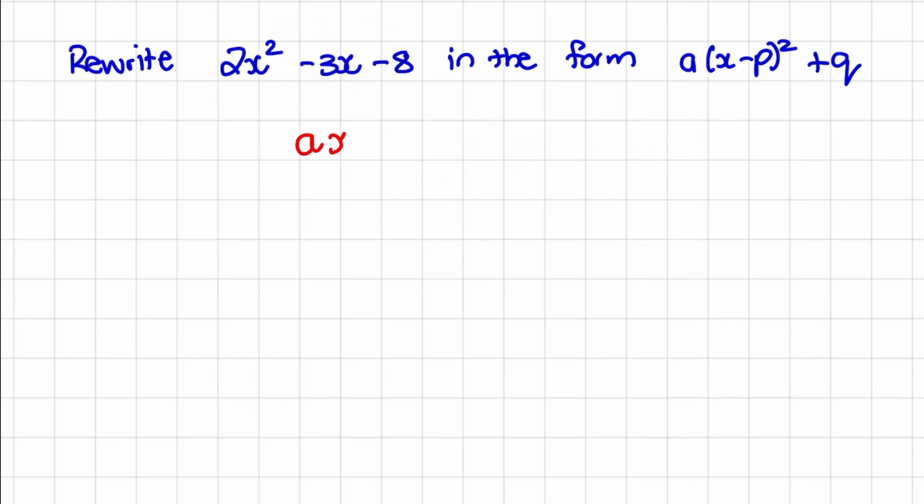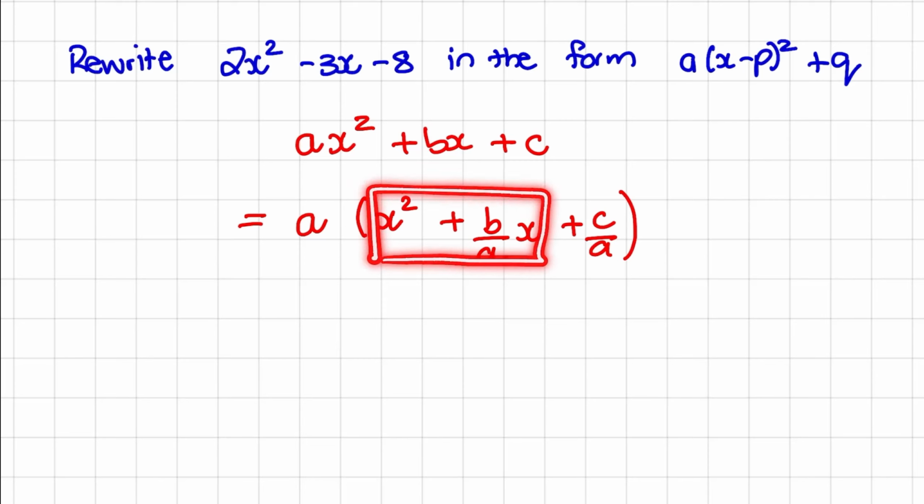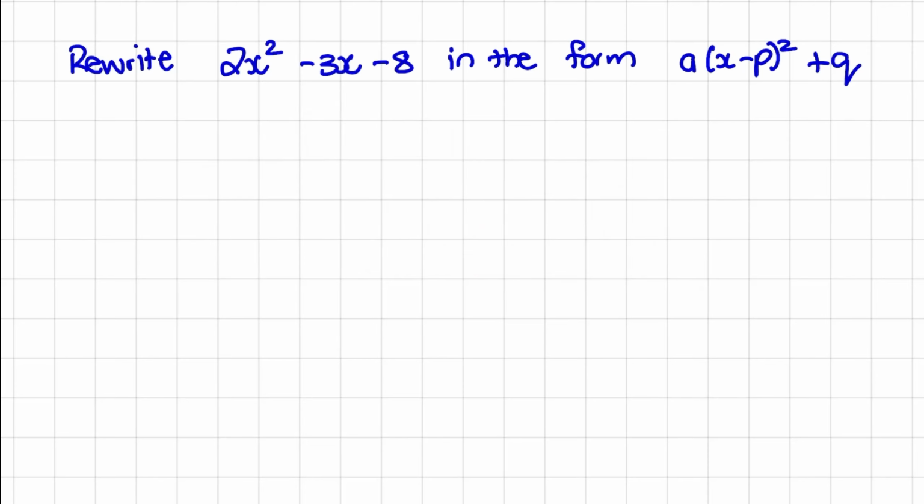We have an expression in the form of ax squared plus bx plus c. And what we are going to do is take out a as a common factor, and that will lead us to x squared plus b over a x plus c over a, and then close that bracket. And in order for us to complete the square, we would add the square of half of the coefficient of x and subtract it again to create a trinomial that's a perfect square. So that sounds very technical, but let's work through this example.